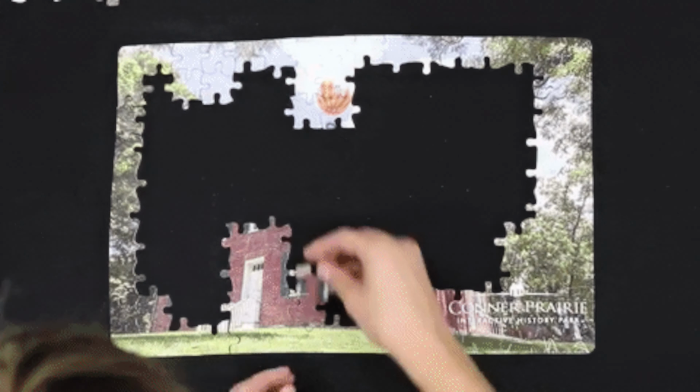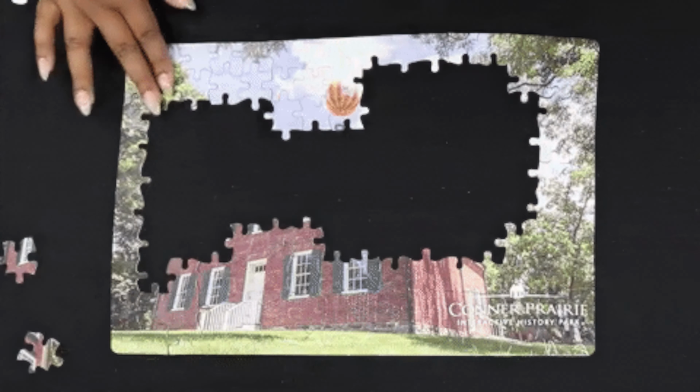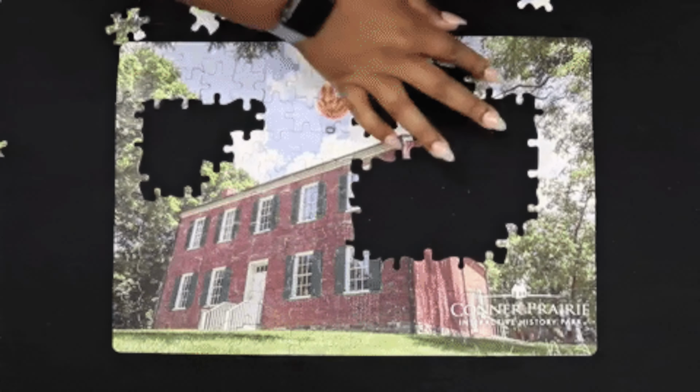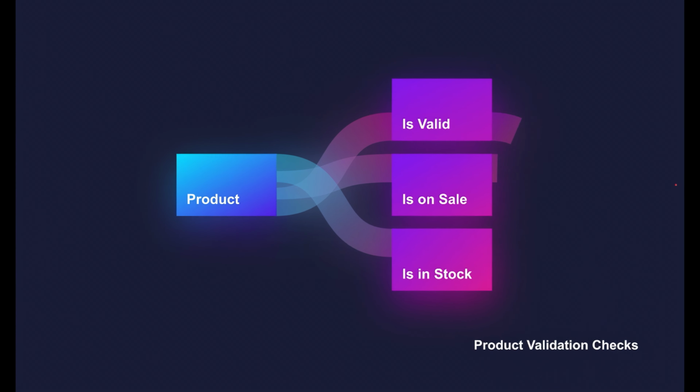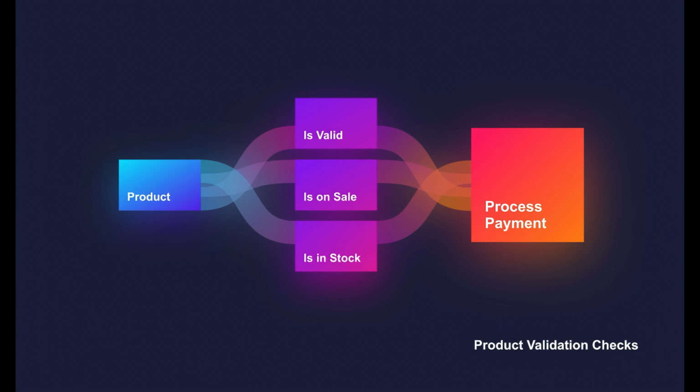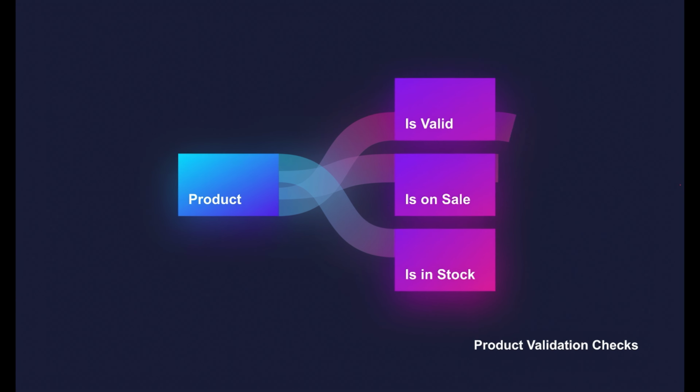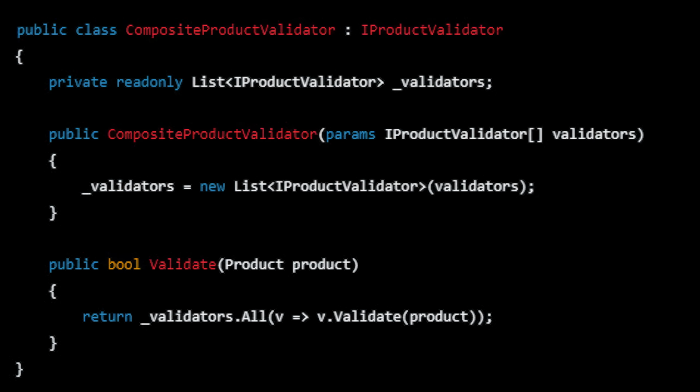Finally, let's look at modular code. With interfaces, you can break down complex logic into smaller reusable components. For example, in our e-commerce application, you may have multiple product validation checks, like if a product is in stock or if it's on sale. With interfaces, you can chain these validators together and execute them cleanly and efficiently.